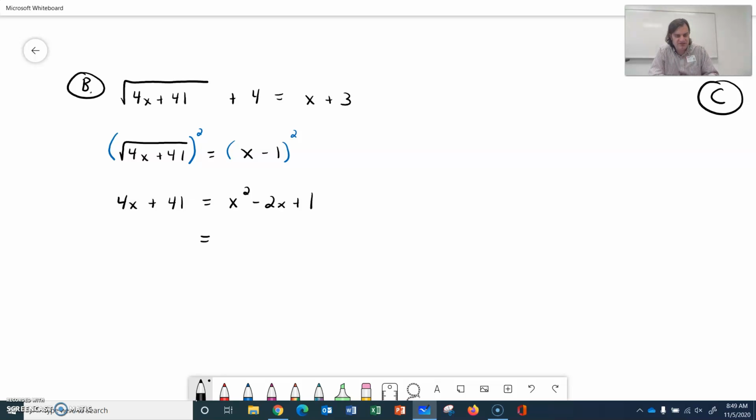So we'll pull everything to the right hand side because I like positive x squareds. So I'll move the 4x and the 41 over, so I'll have x squared minus 6x minus 40. Does that factor? Trying to think. 4 and 10, yes. So go through your factoring process. I think this is x minus 10, x plus 4.